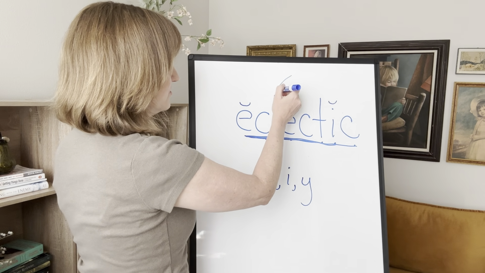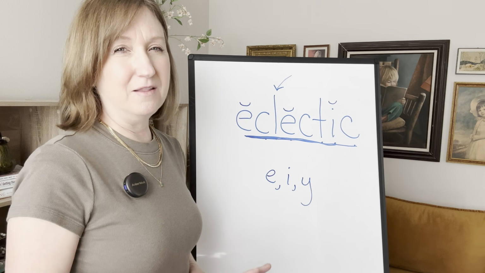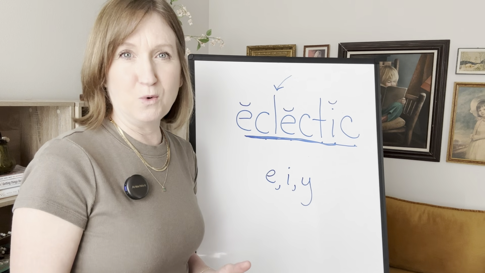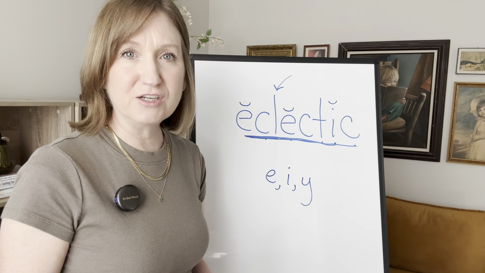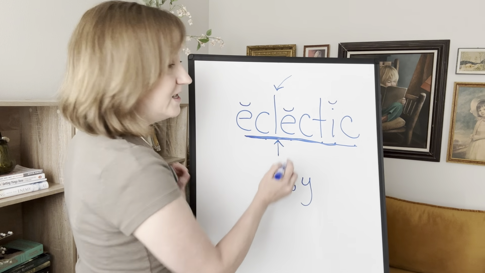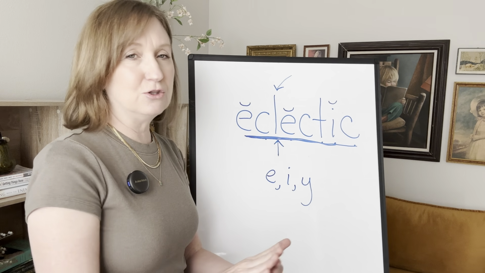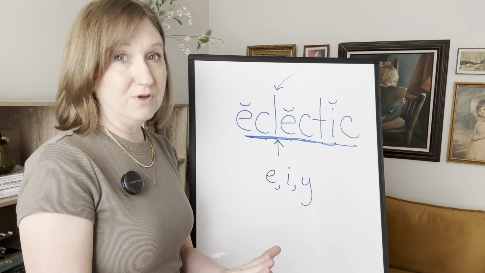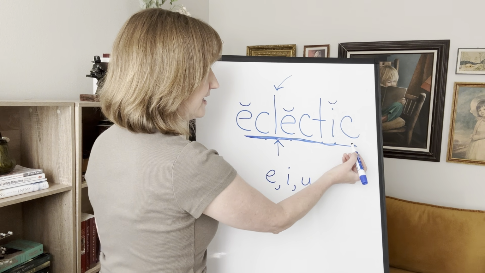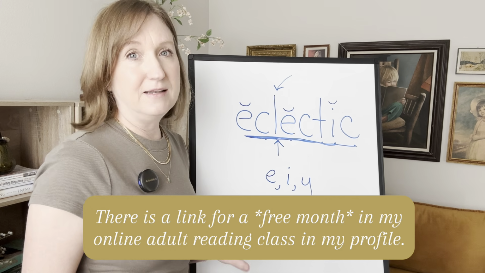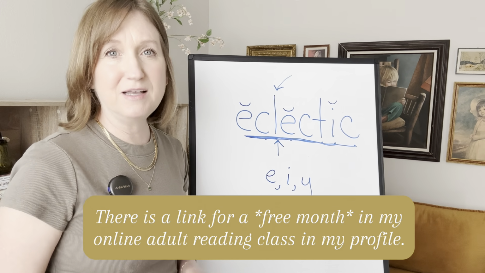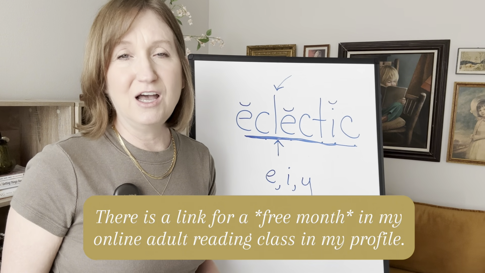This L is going to make it a little on the difficult side to read because L's kind of make words hard to read sometimes. Same with R's and N's. So I want you to focus on this sound right here when you pronounce it. Make sure it stays in the right spot. And then when you read it, it should sound like eclectic. Eclectic.